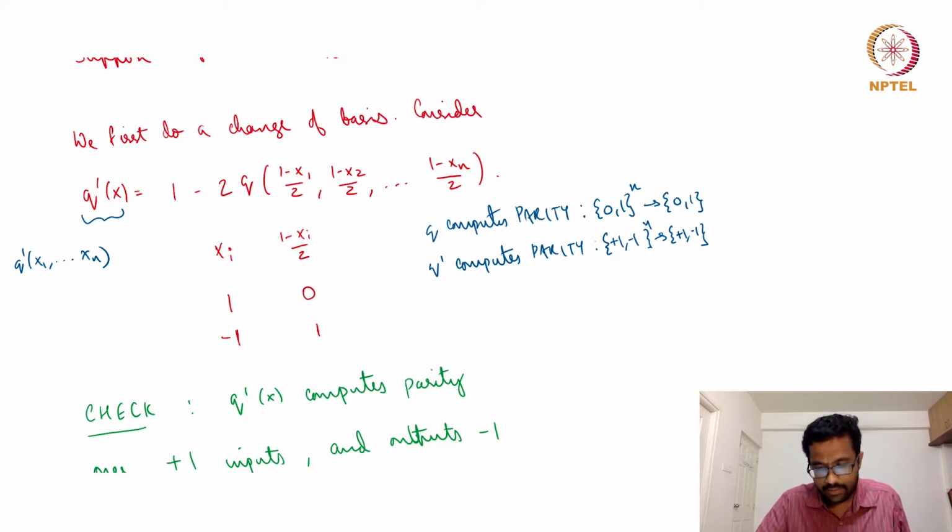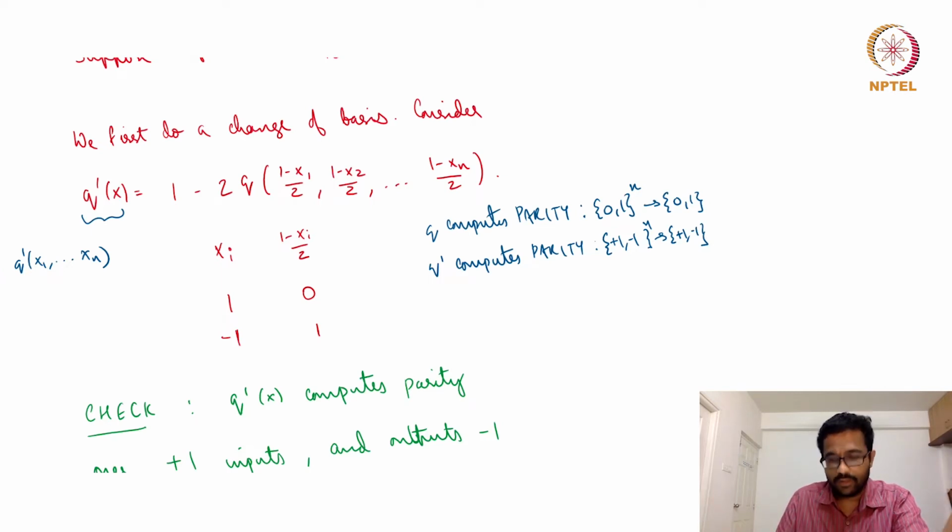Now what is happening here is that if x1 is 1, then 1 minus x1 is 0. So 1 minus 1 divided by 2 is also 0, right? However, if x1 is minus 1, then 1 minus minus 1 is actually 2, and 2 divided by 2 is actually 1. So when xi is 1, it gets mapped to 0. When xi is minus 1, it gets mapped to 1.